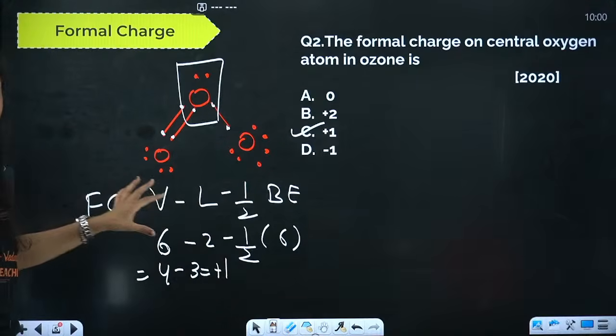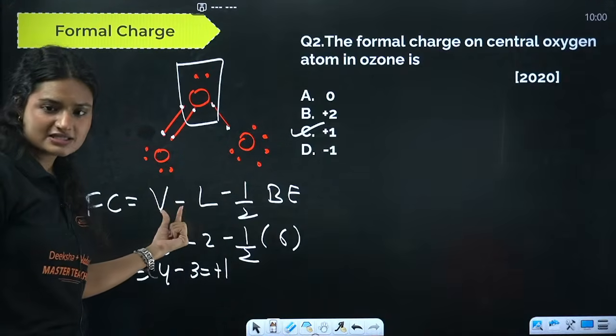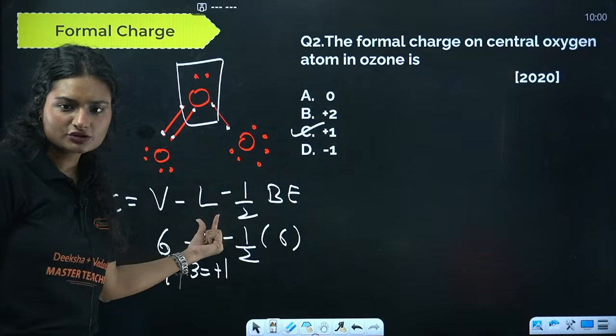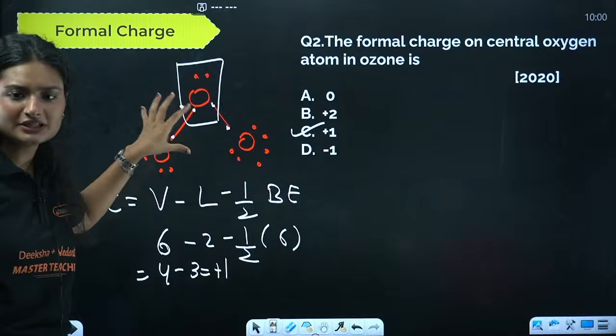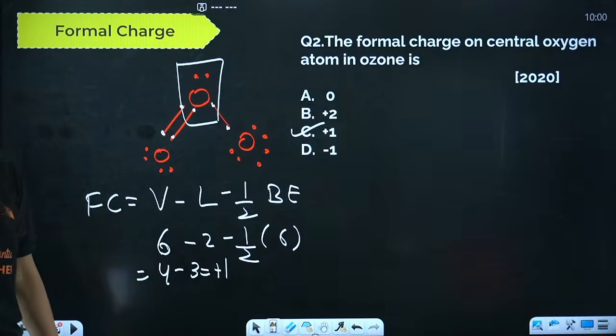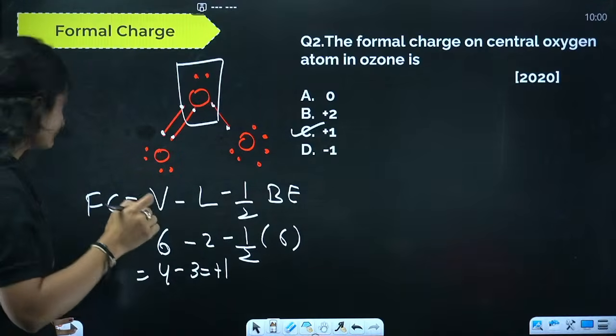That is the formula to calculate the formal charge: number of valence electrons minus the number of lone pair of electrons minus half the bonding electrons. That gives us the formal charge on one particular atom. Okay, clear? Now, next question.